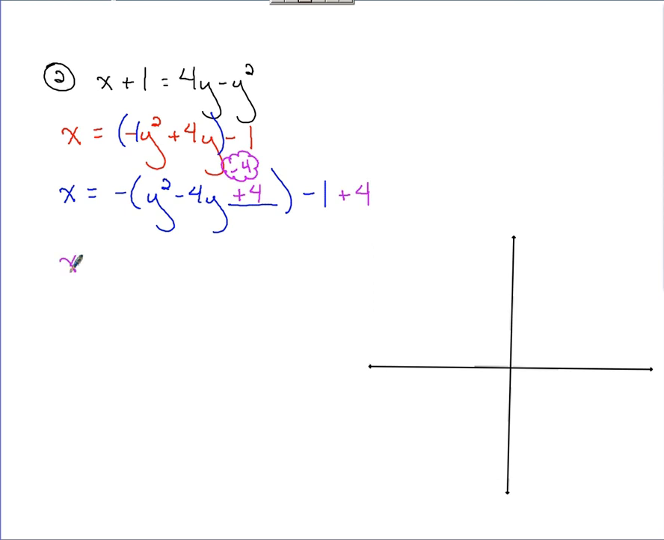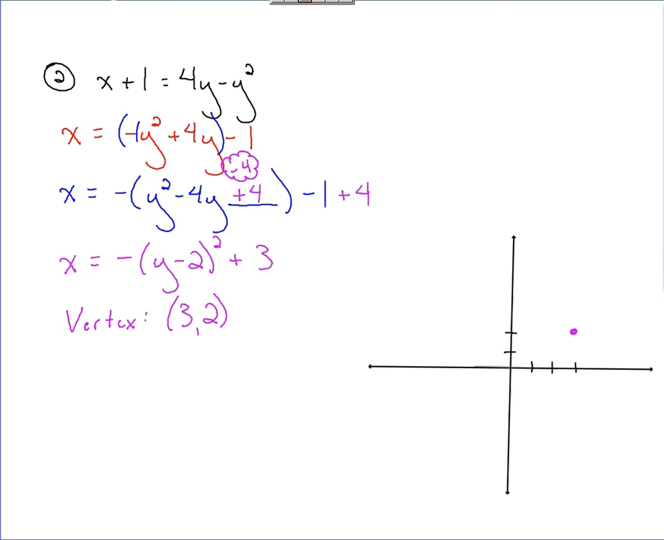Now, as I factor down to my vertex form for this left to right opening graph, I've got a negative in front of the quantity, y minus 2 squared plus 3. Now, as I mentioned before, this is a left to right opening graph. I know because of this negative right here that the graph will open to the left. I also know that the vertex given to me by this form is going to be 3, 2. So I could go ahead and plot that point.